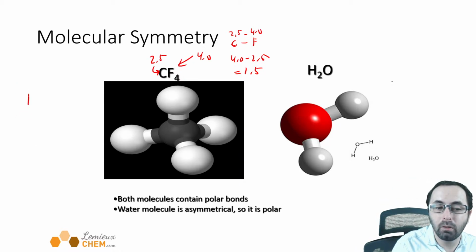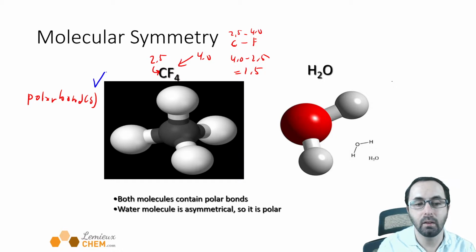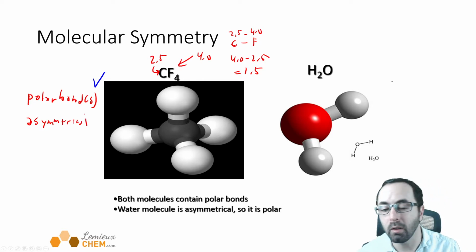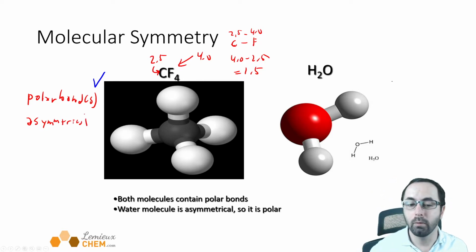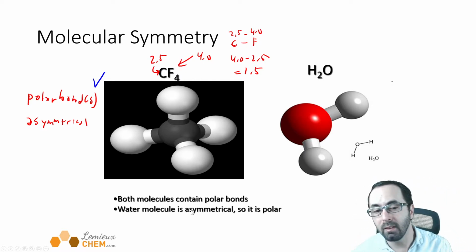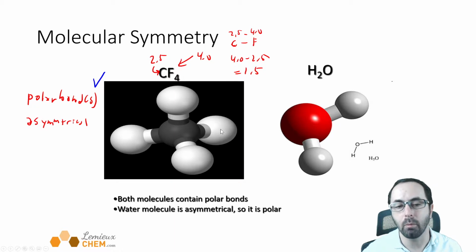So remember, we have to meet 2 conditions. Number 1, do I have at least one polar bond? And the answer is yes, I do. But the second condition is, is my molecule asymmetrical, meaning not symmetrical? The molecule must be not symmetrical. However, if you look at the tetrahedral shape of CF4 here in this model, you can see that it is symmetrical. It's the same all the way around. A tetrahedral shape of this kind is completely symmetrical, assuming that all these atoms are the same, which they are.